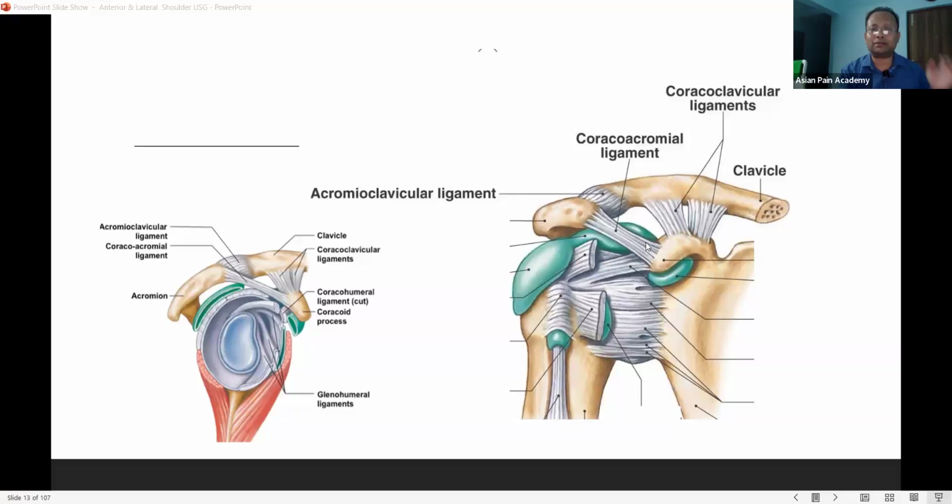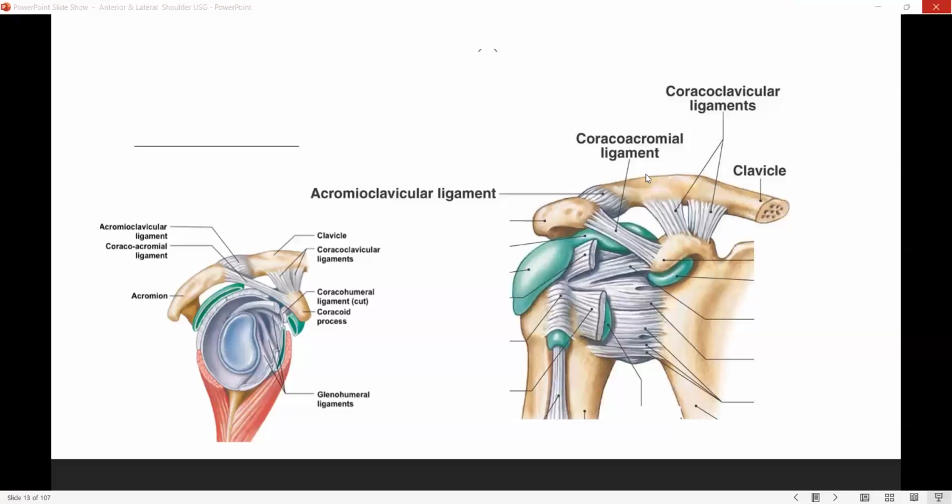Okay, now there are some other ligaments. These ligaments are a bit superficial. So what are those ligaments? Here you can see acromioclavicular ligament. So from one bone to another bone, there are some ligaments. Coracoacromial ligament, from coracoid process to acromion. So this is one important ligament, coracoacromial ligament, from coracoid process to acromion bone. Acromioclavicular ligament, we will see while we see the AC joint, acromioclavicular joint. In those areas, acromioclavicular ligament is a small ligament we can see.